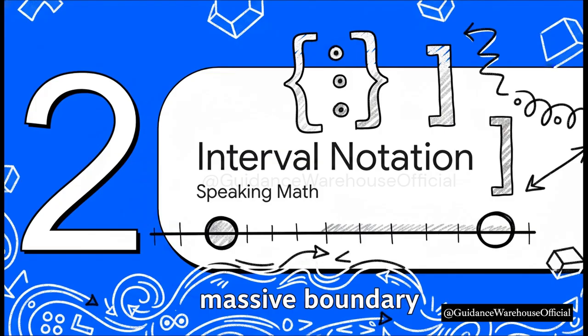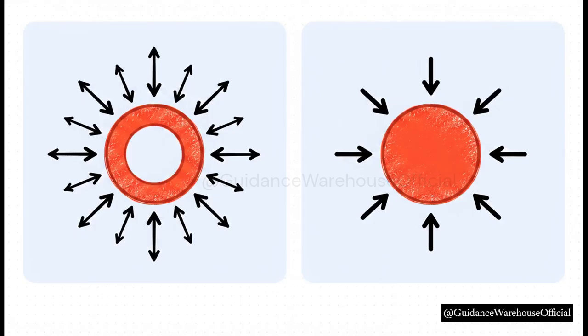Moving on to Section 2, Speaking Math, Interval Notation. Now that we've got the basic idea of these holding areas down, let's talk about the mathematical grammar we use to write them out, because we definitely need a quick way to write out these massive boundaries without listing every single number in the universe. Okay, wait, this is a super important moment, so definitely lock this in.